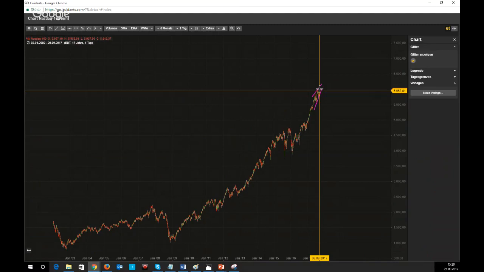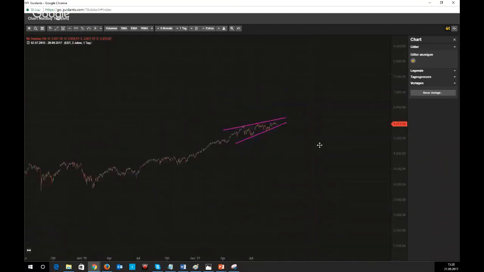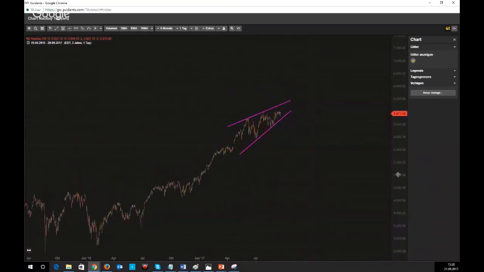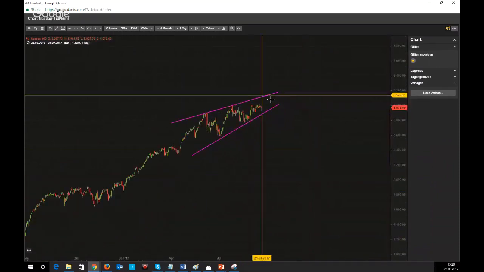Now that said, there's a potential fundamental rival. Let's come back to the NASDAQ and this rising wedge forming here. That's usually a bearish pattern, which could indicate a pullback rather sooner than later.